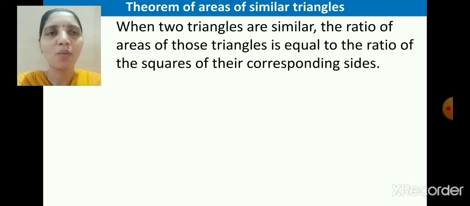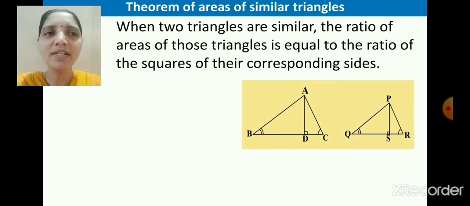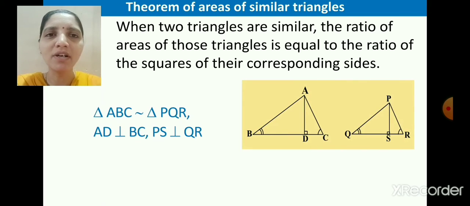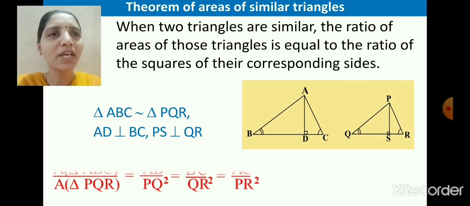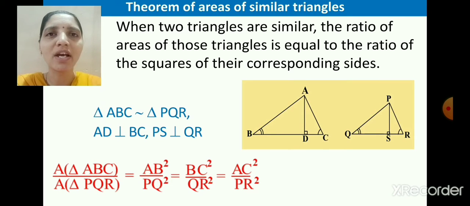Yes, when two triangles are similar, the ratio of areas of two triangles is equal to the ratio of the squares of their corresponding sides. That means if you consider two triangles like triangle ABC and triangle PQR, and if these two triangles are similar, then what we can say, the ratio of areas of these two triangles is equal to the ratio of the squares of their corresponding sides.